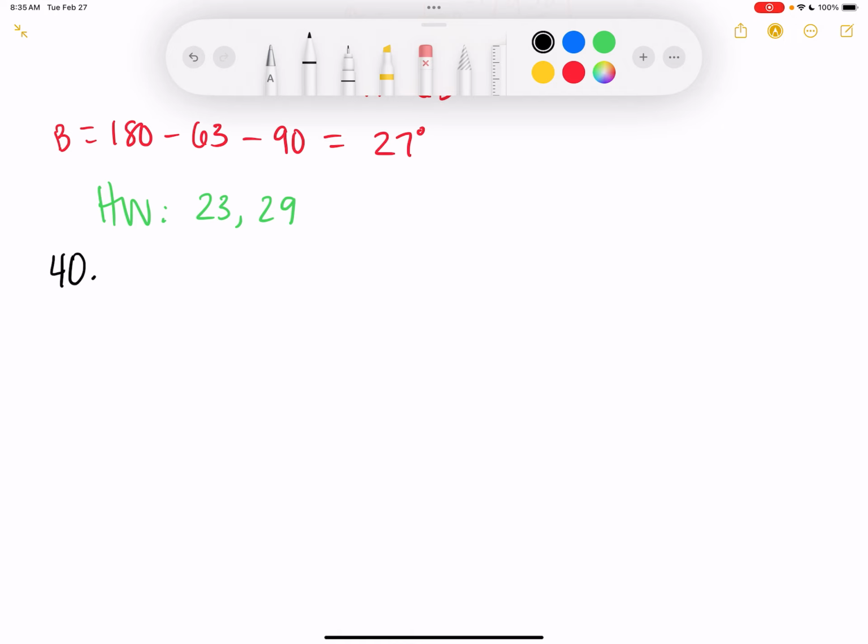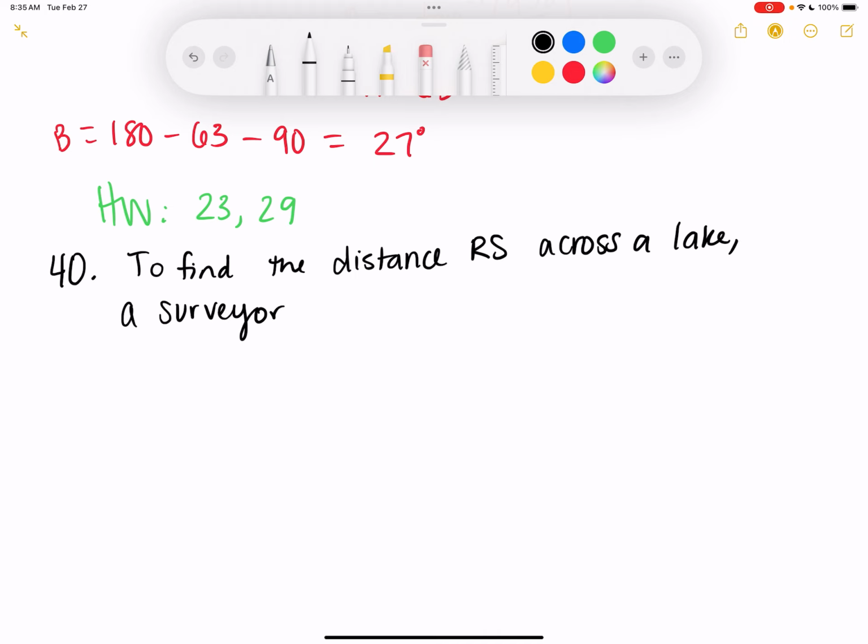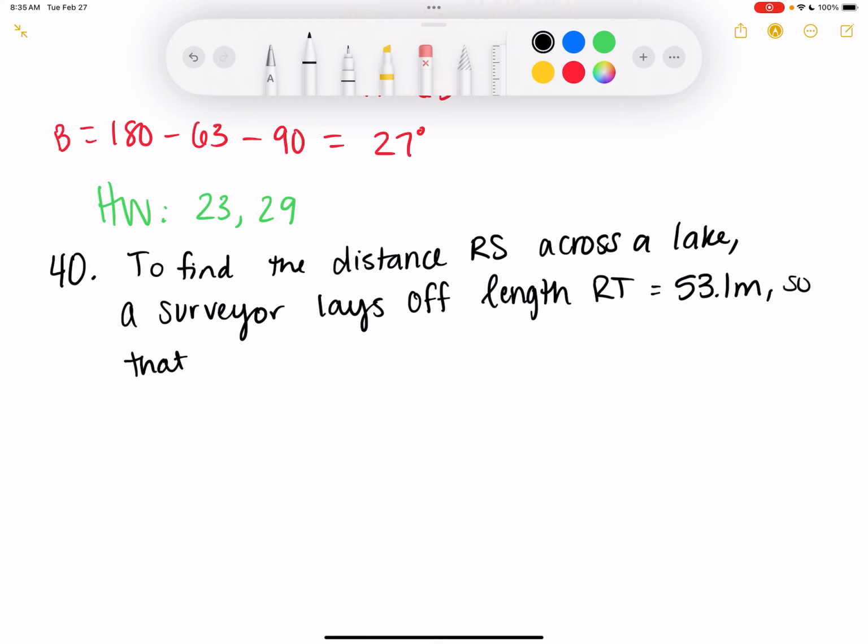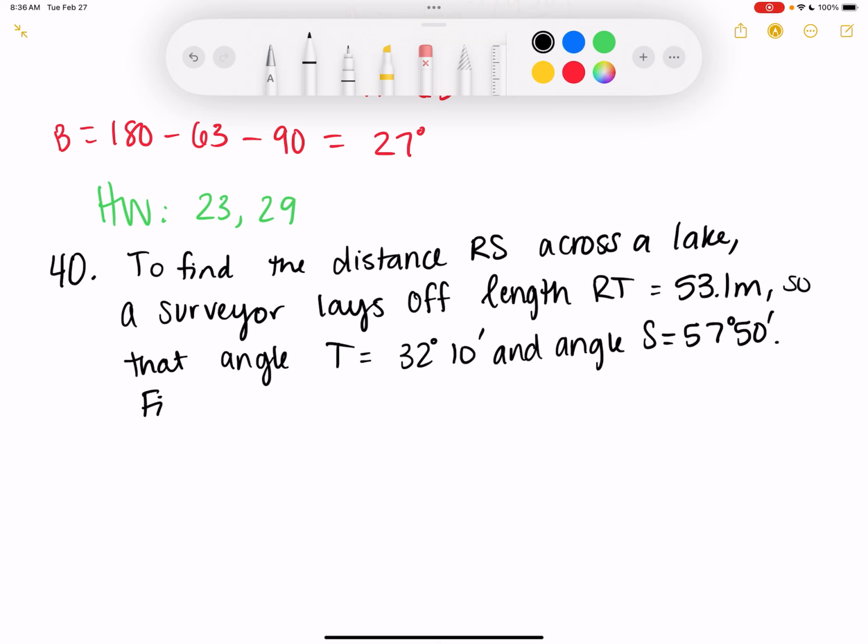Distance across the lake. To find the distance RS across the lake, a surveyor lays off length RT equal to 53.1 meters so that angle T is equal to 32 degrees 10 minutes and angle S is 57 degrees 50 minutes. Find length RS.